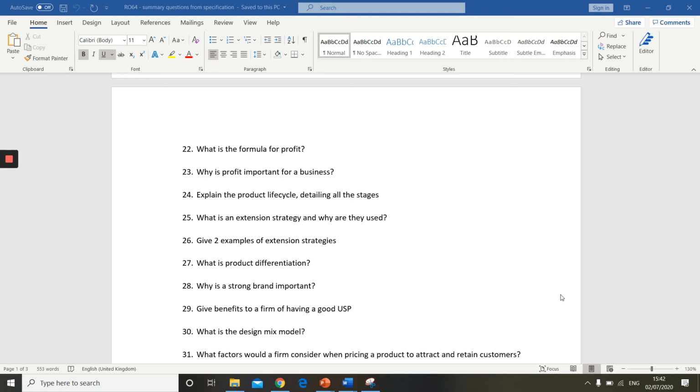Okay, question 30, the final question that we're looking at today. What is the design mix model? Now, this question, or the design mix model, comes up on every examination paper. And to give you a clue, it has 3 separate factors in it. So what I want you to do is explain to me what it is, and tell me what these three separate aspects are.